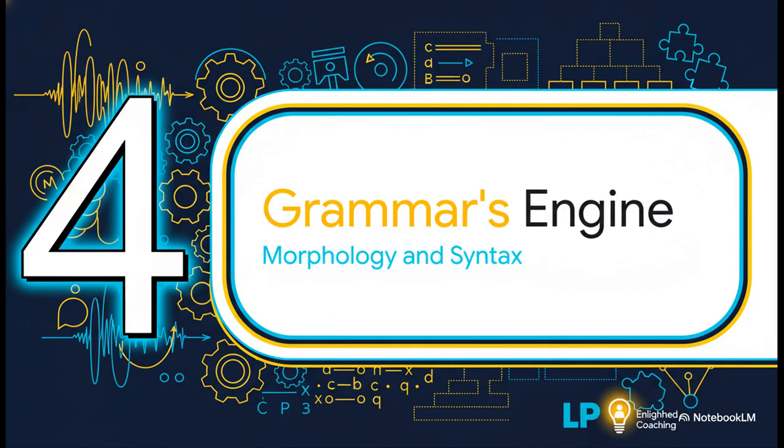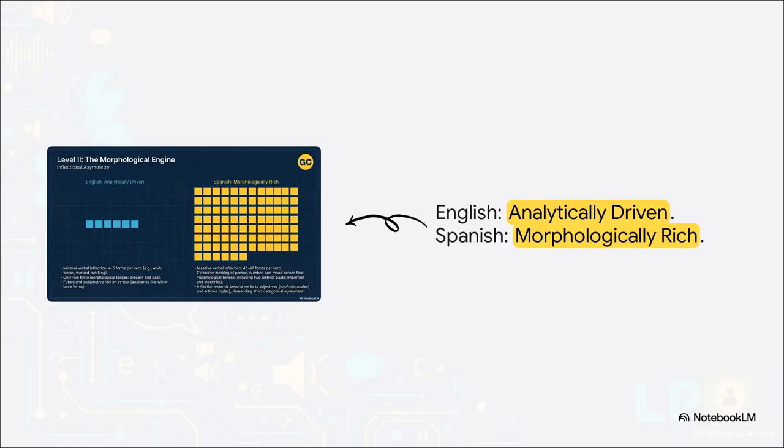Okay, let's zoom out one level to what we can call grammar's engine. Here, we're looking at morphology and syntax, basically how words get built and how sentences get put together. And this is one of the most dramatic differences you'll find.